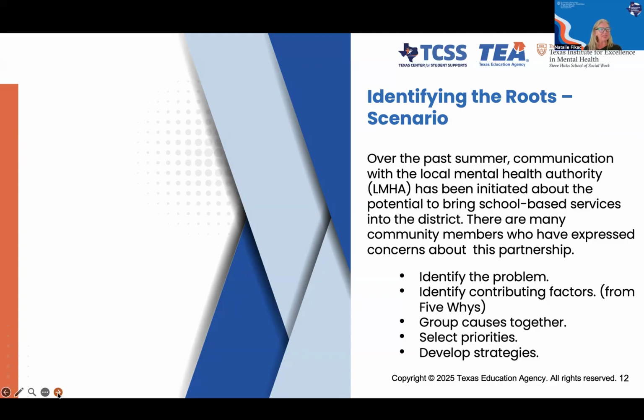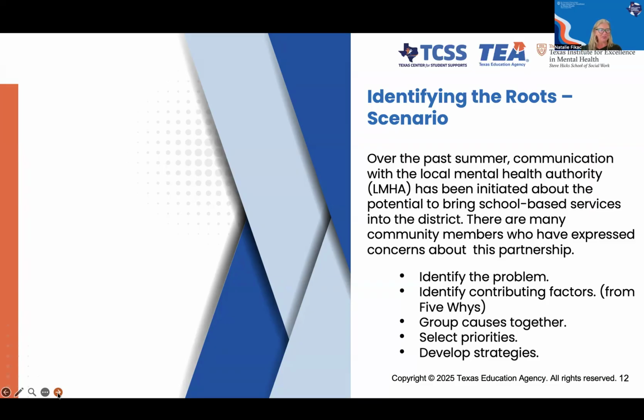Things that might be causing this could include past experiences with the local mental health authority, cultural implications of what mental health is and what support could look like. Ways that the school could address this could be to begin relationship building with the local mental health authority publicly in school and community hosted events, begin educating the community on mental health and mental health services and supports.